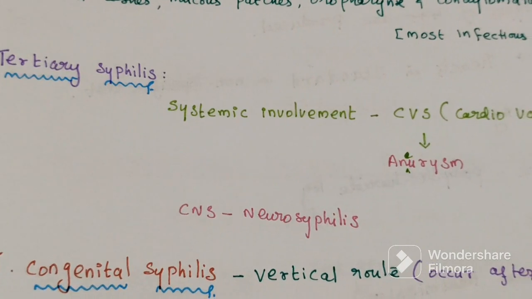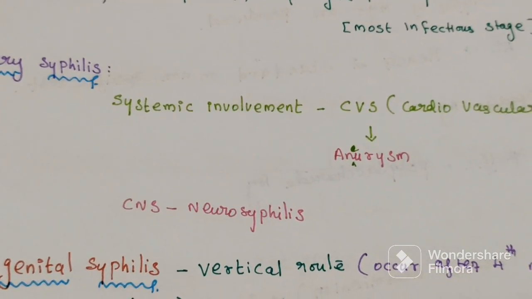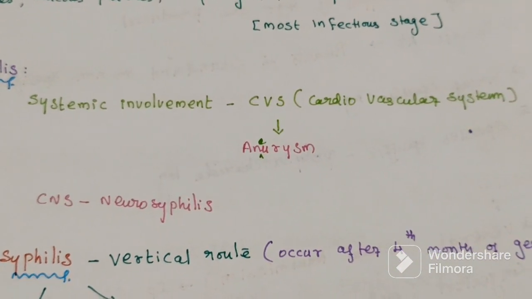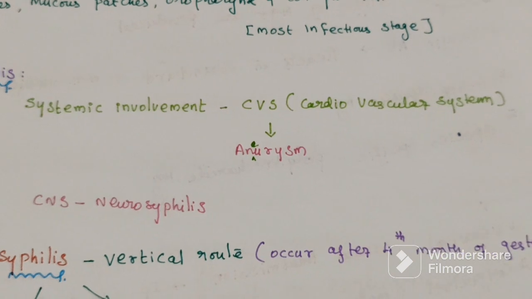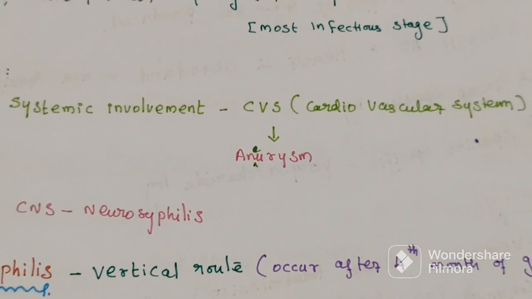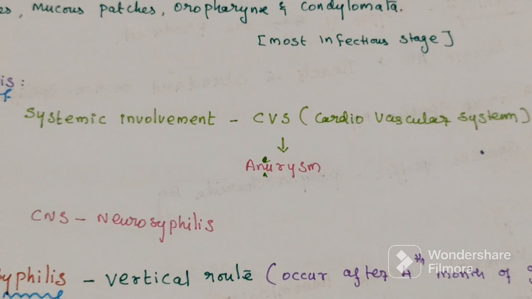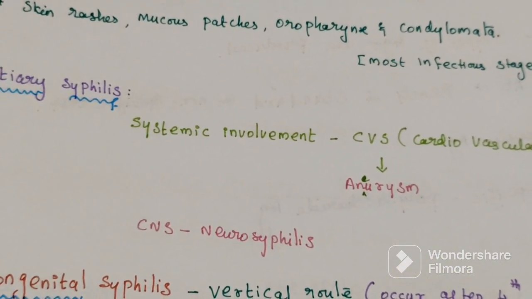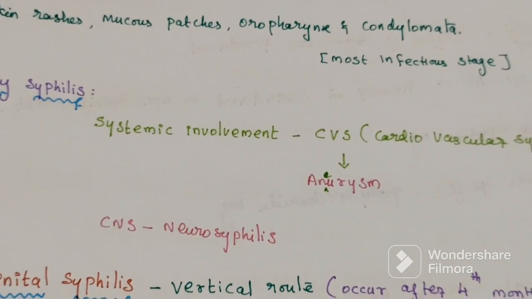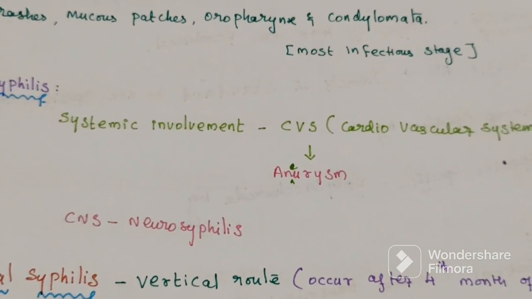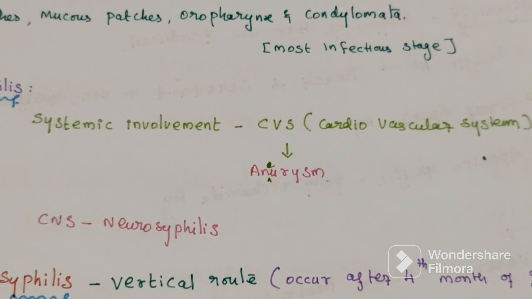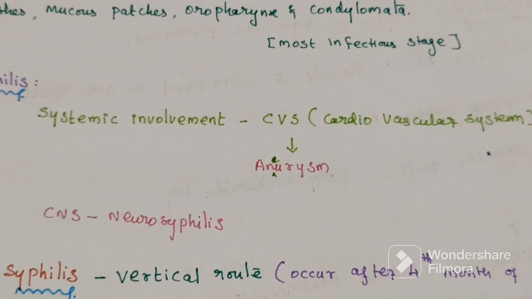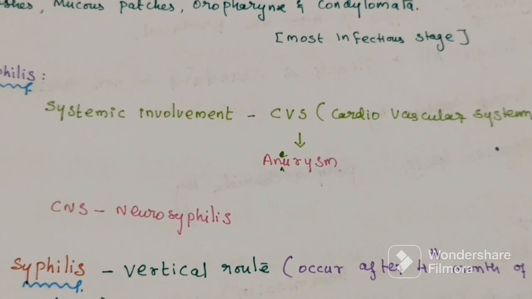Next, tertiary syphilis. There is systemic involvement. Many systems are involved. The most commonly affected is the CVS, cardiovascular system, leading to diseases like aneurysm, and the CNS, producing neurosyphilis.